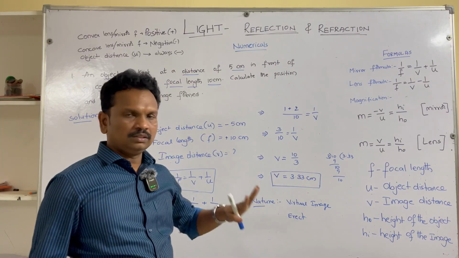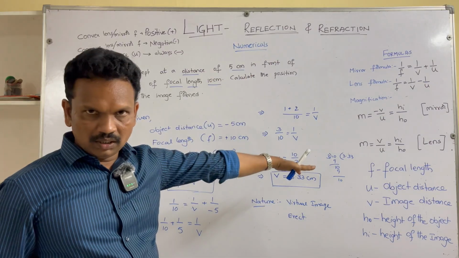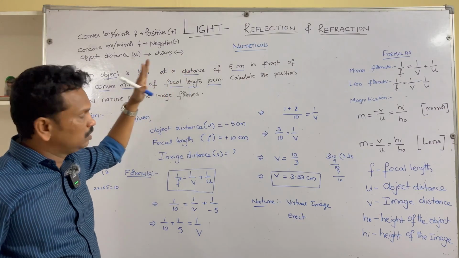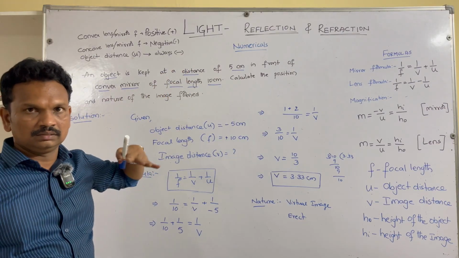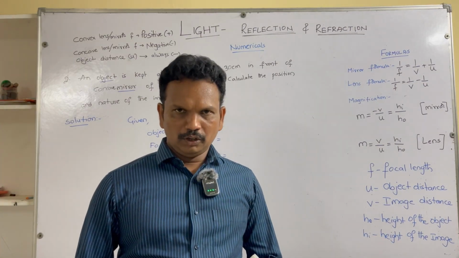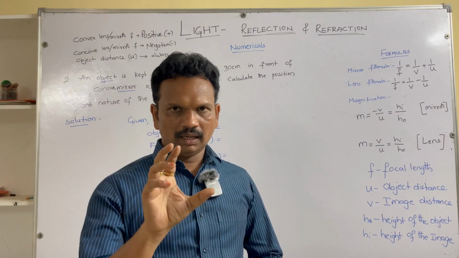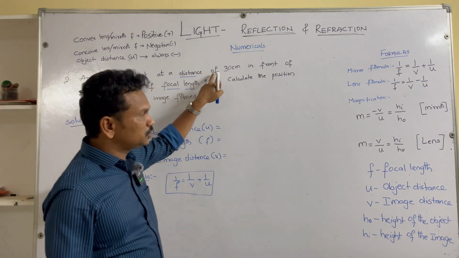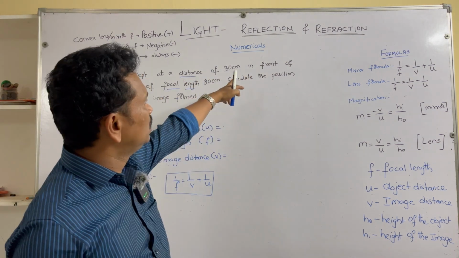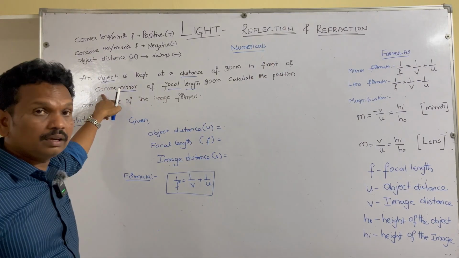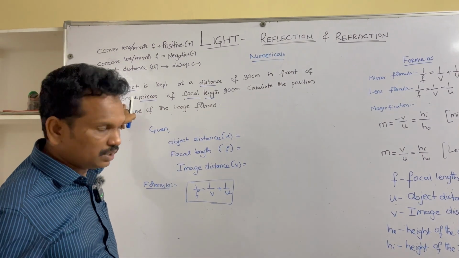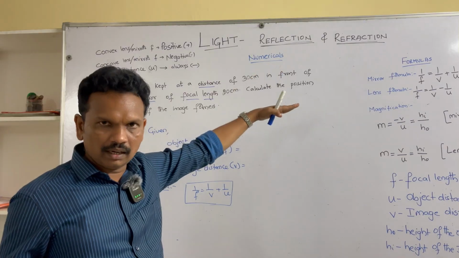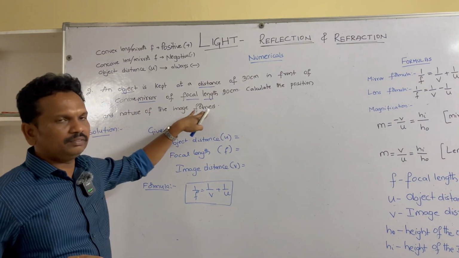So, this is the image listing. First, what we need to do? Formulas, and read the question properly. What is the lens or mirror given? Okay. One more numerical problem, Light chapter. Here, an object is kept at a distance of 30 centimeters in front of a concave mirror. Previously convex mirror, now concave mirror, and the focal length is 20 centimeters. Calculate the position and nature of the image formed.